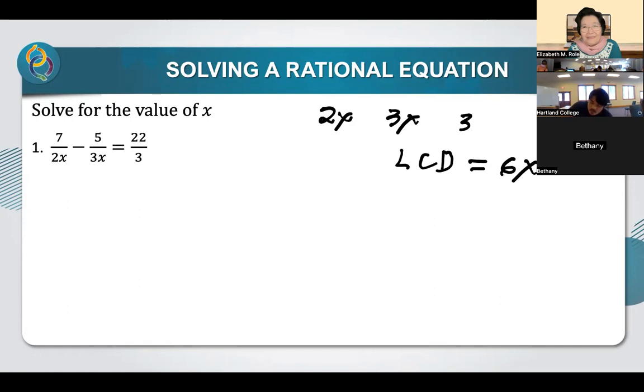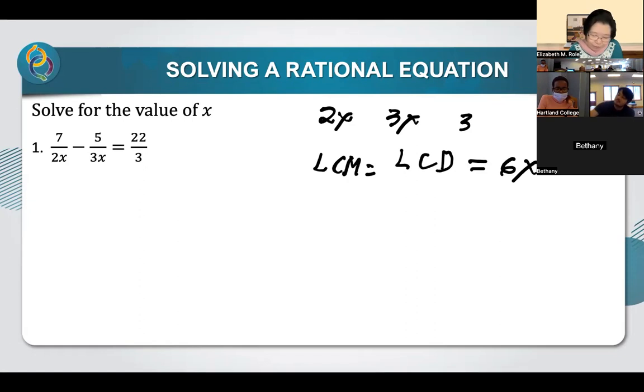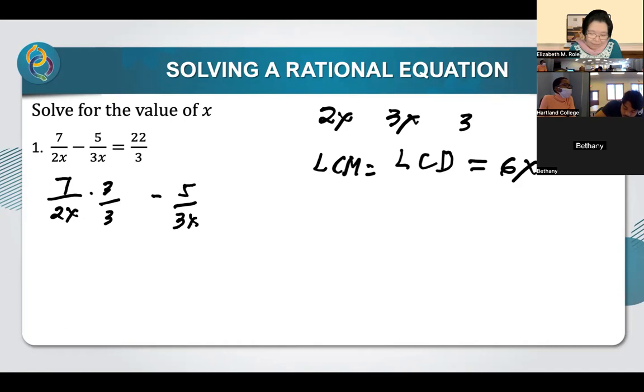What's LCM? Lowest common multiple. So your LCD, LCM, they are the same. The least common multiple is the same as the least common denominator. So we want 7 over 2x to have denominator 6x. So we multiply this by 3 over 3, right? Minus 5 over 3x. We want it to be 6x, so we multiply by 2 over 2.